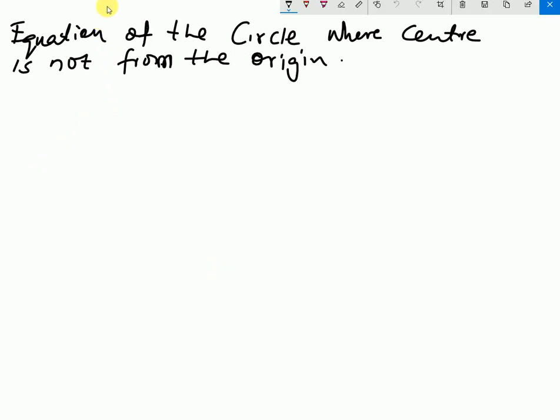Analytical geometry of Grade 12. When we left the equation of the graph of the circle where the center is the origin, I said to you, we will then migrate to the next equation of the graph where the circle's center is not the origin. You remember?